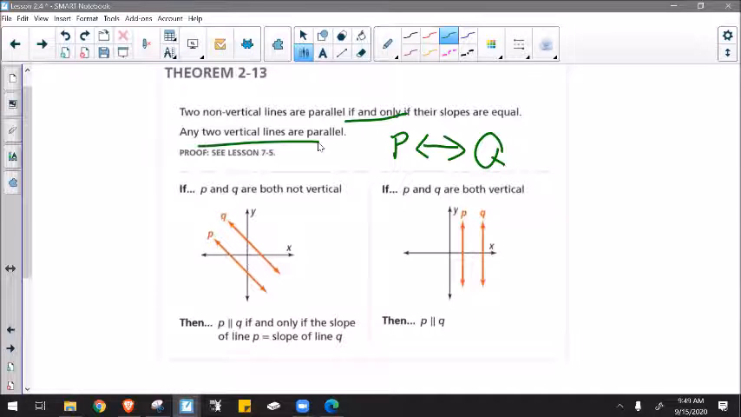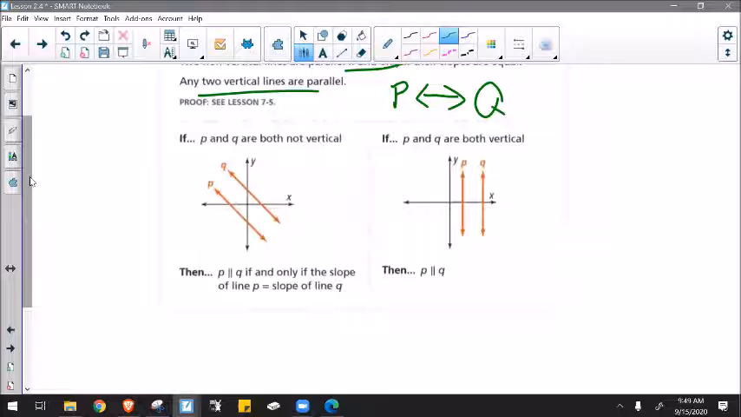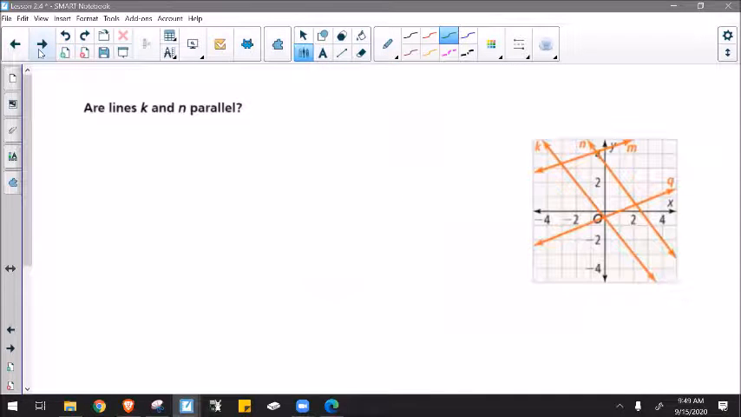Also, any two vertical lines are always parallel. They go straight up and down, so those lines will always be parallel. So that's really all the theorem is saying. And remember, we use arrows to show that lines are parallel. It's pretty easy to see vertical lines are parallel. But for non-vertical lines, diagonal lines if you will, if they have the same slope, then they are parallel.